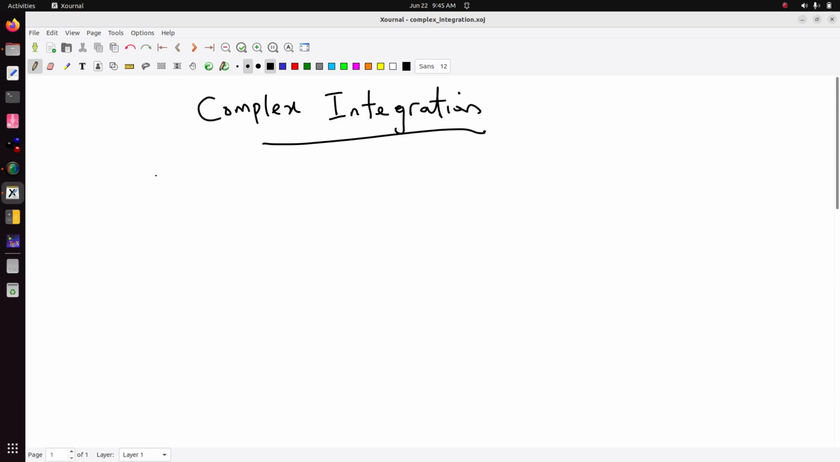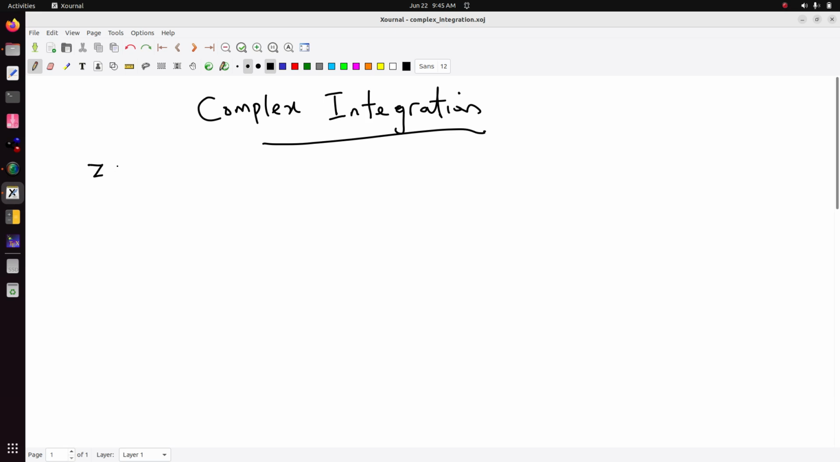So today we'll talk about complex integration. In the last class we talked about differentiation of a complex variable. So today we'll do the integration. So if you have a complex variable, how do we carry out an integration over the complex plane? So let's say we have a complex number.